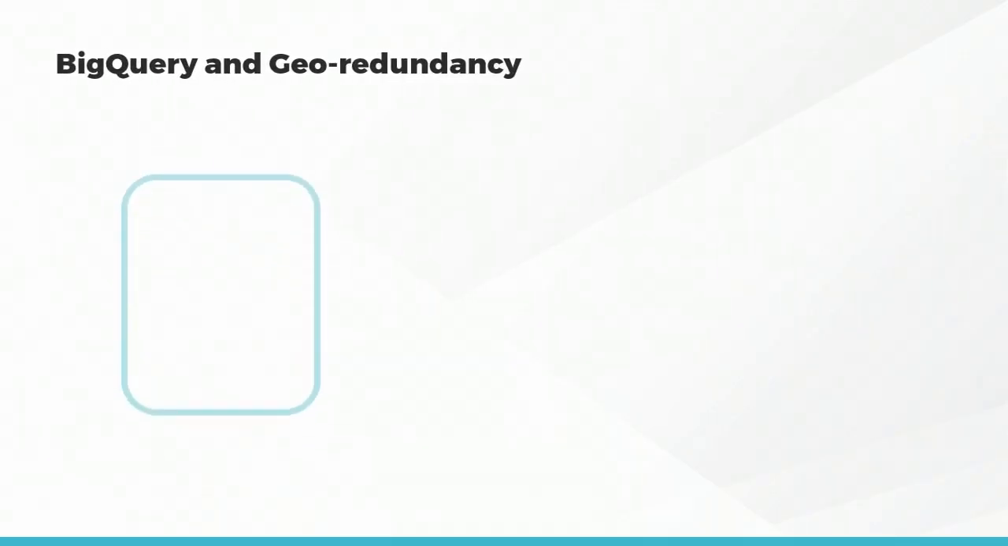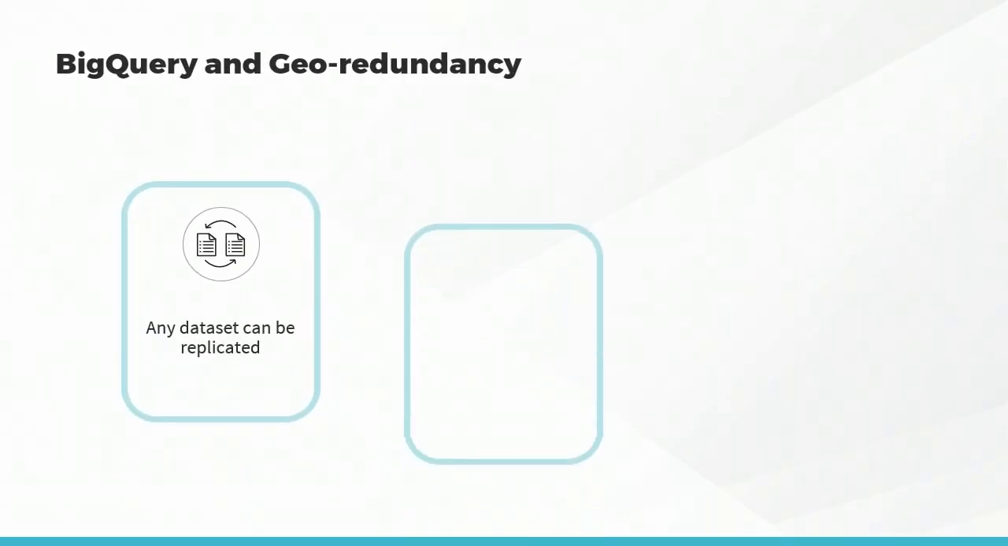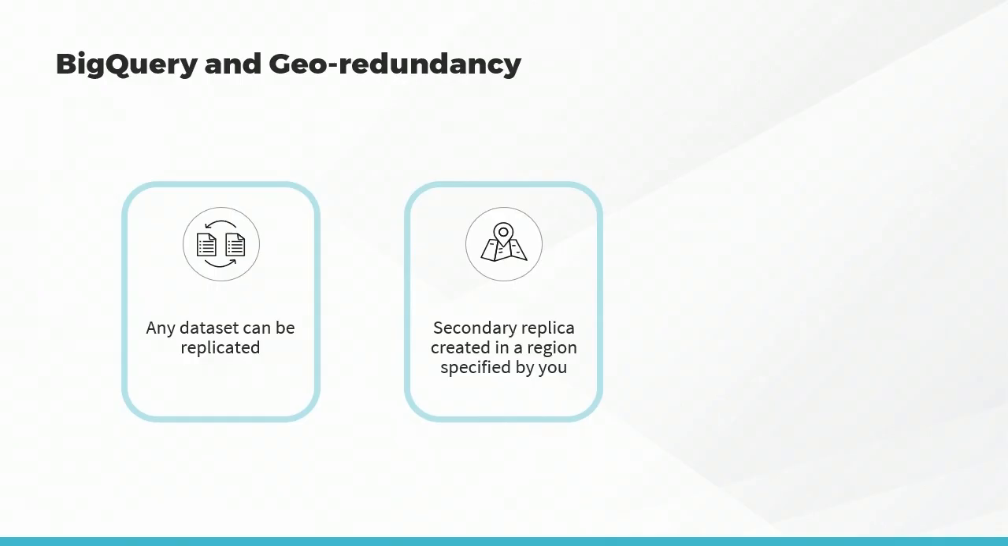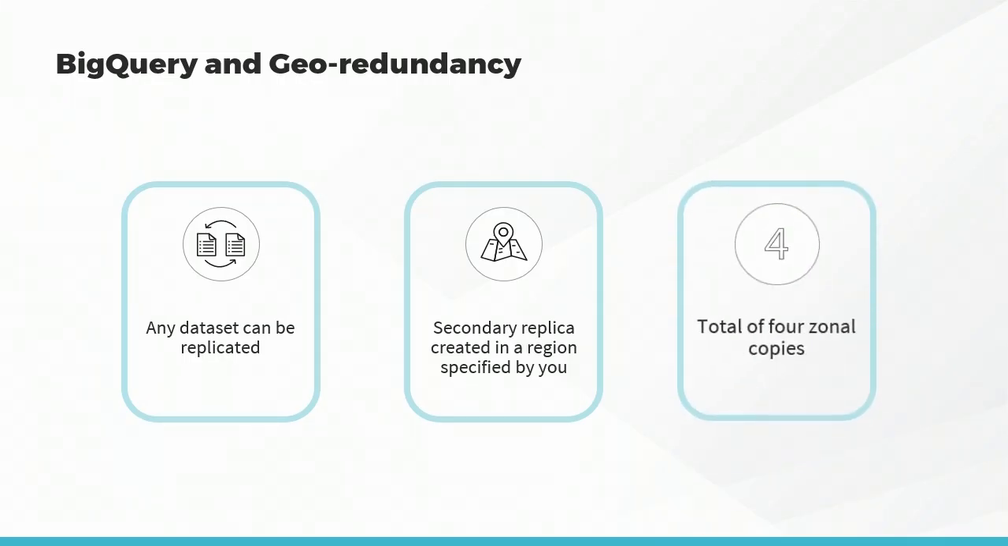Now, BigQuery and geo-redundancy can replicate any data set, and BigQuery just creates a secondary replica of our data set and sends it to a different region that I specify. And then the replica is asynchronously replicated between our zones, and so I can have a total of 4 zonal copies across 2 or more regions.